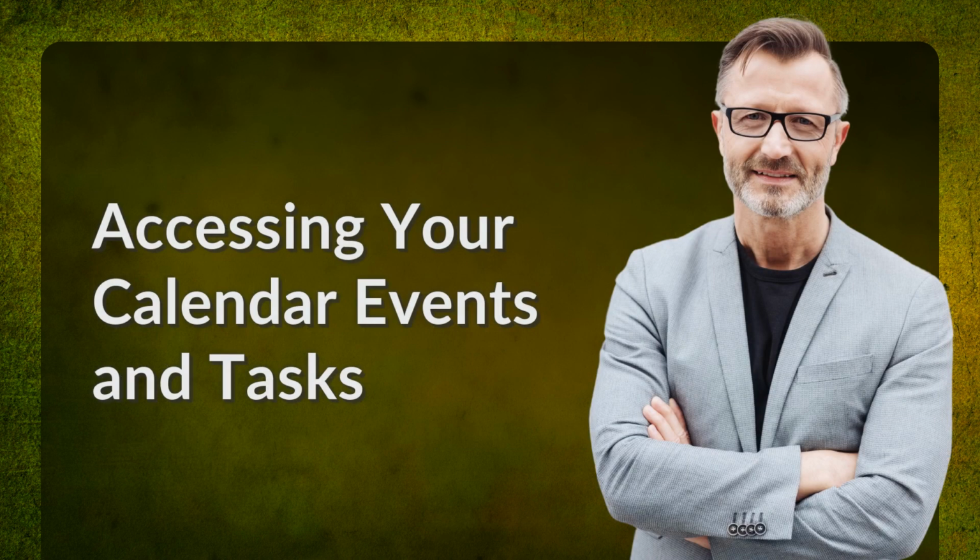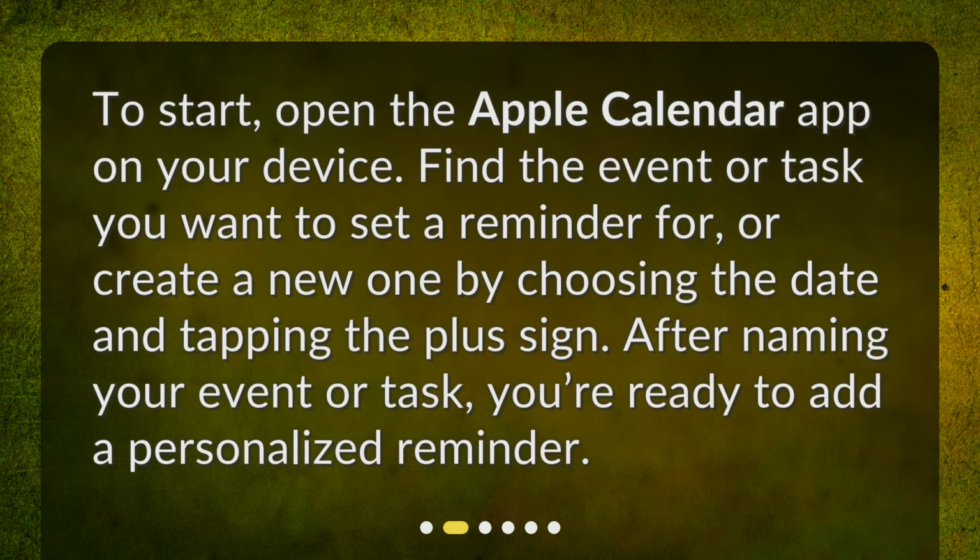Accessing your calendar events and tasks. To start, open the Apple Calendar app on your device. Find the event or task you want to set a reminder for, or create a new one by choosing the date and tapping the plus sign. After naming your event or task, you're ready to add a personalized reminder.